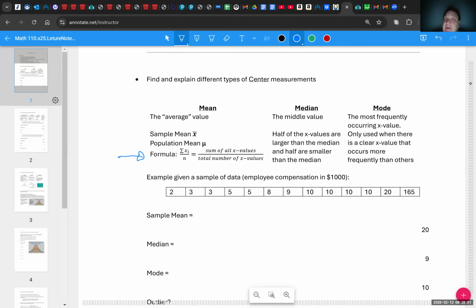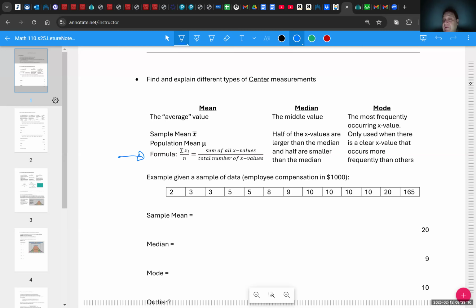The median is the center or middle value. What we mean by that is that half of the X values are larger than the median and half are smaller than the median. So it's sort of the middle point in terms of all the data, listed from low to high. It's the one in the middle.